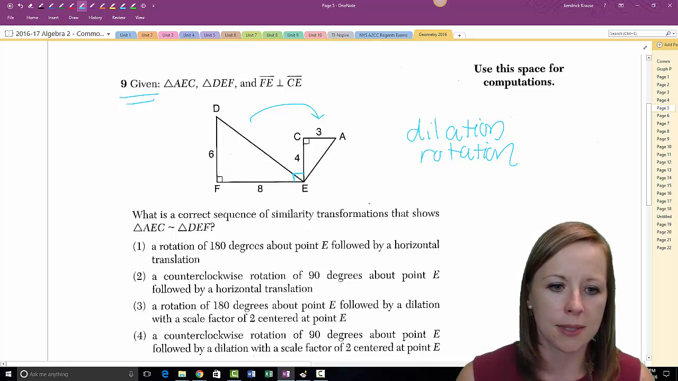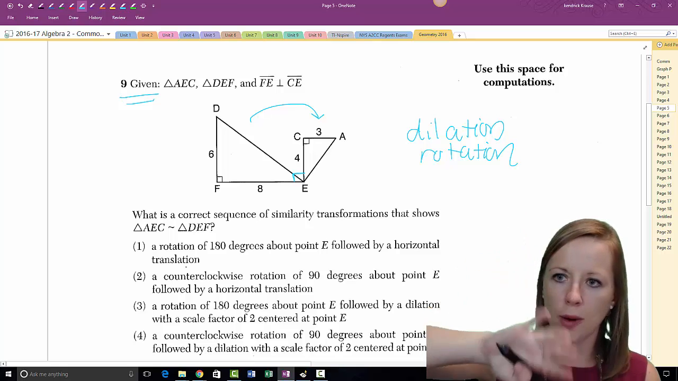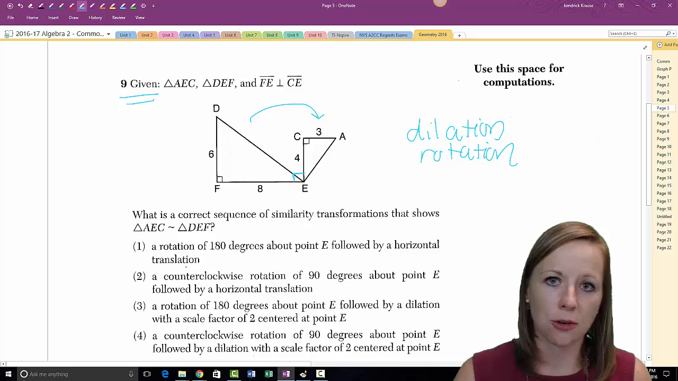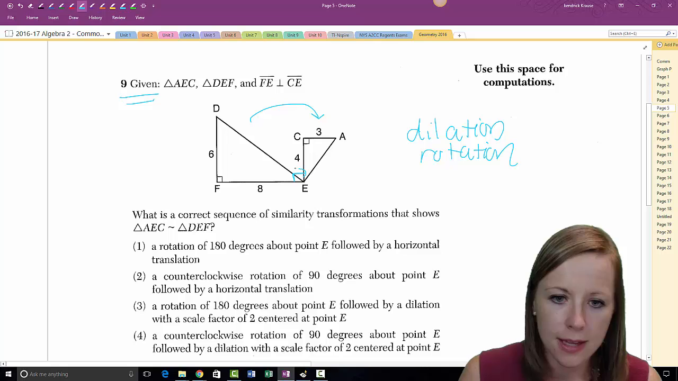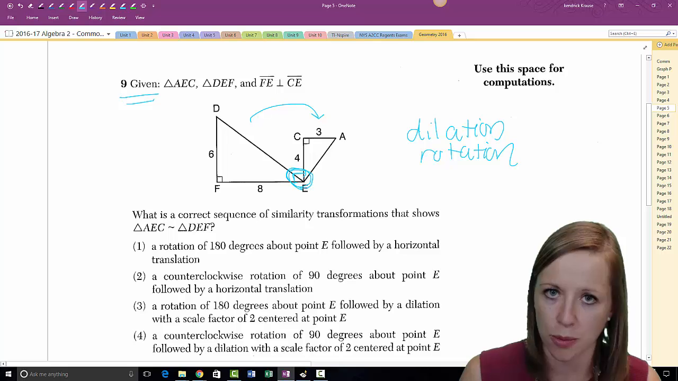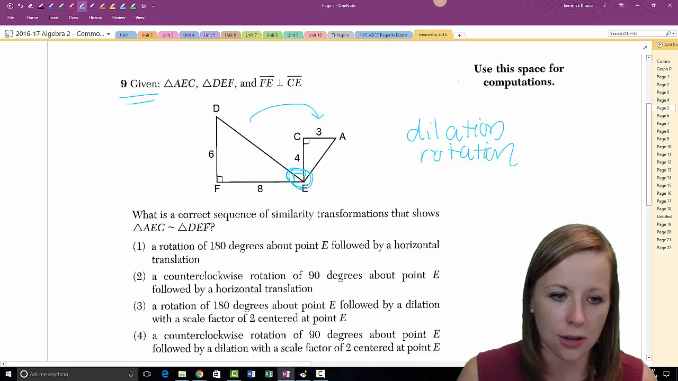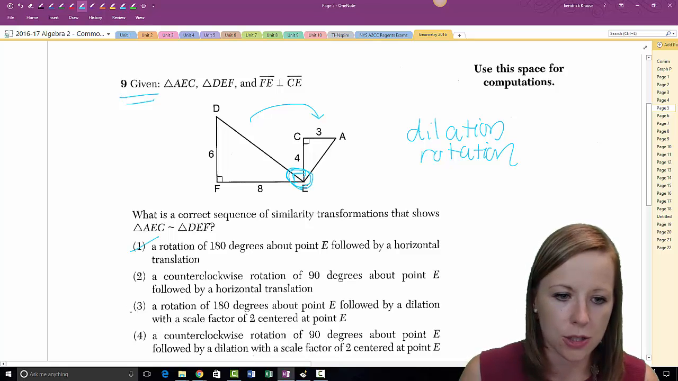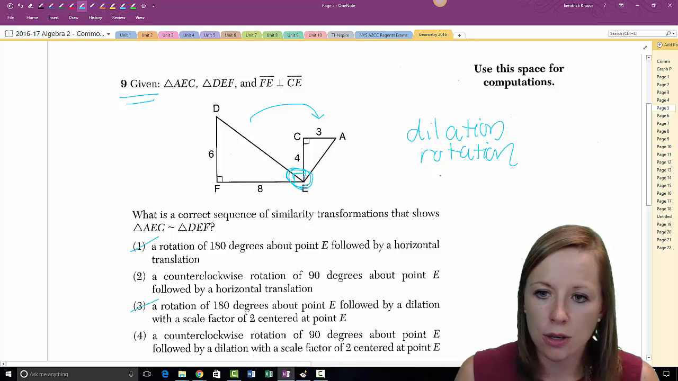So now I'm looking and I'm saying, okay, rotation, was it 180 degrees? Did it go all the way over, or was it 90 degrees? So looking at this diagram, I can see this angle, they told me was perpendicular. That side, FE, turned 90 degrees to become CE because those are perpendicular. So I'm going to get rid of anything that says 180 degrees because it didn't make all the way a straight line. So it's not 1 or 3. I know it's also a dilation.